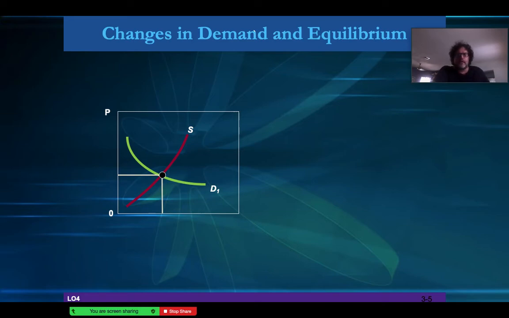Okay, so let's look at what happens when the curves shift. Because we know there are a number of things that shift the demand curve, and a number of things that shift the supply curve. So here we have an equilibrium. It doesn't really matter what the numbers are at this point. We just look at general trends.